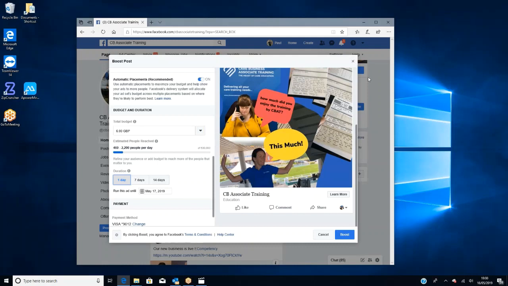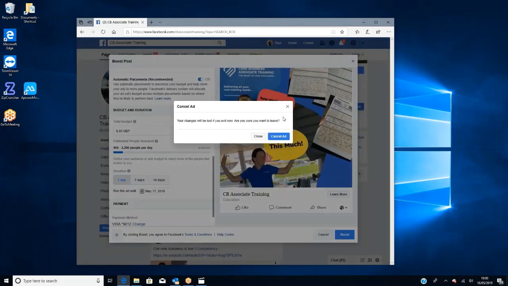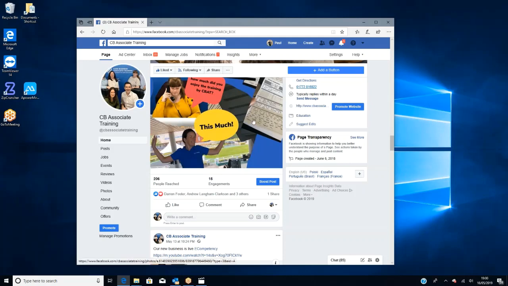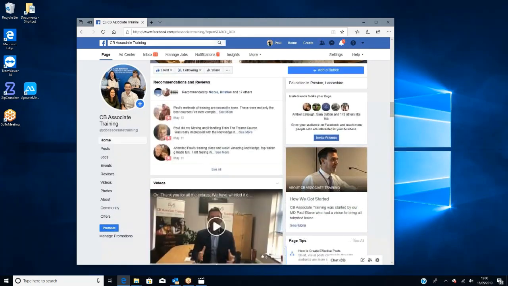But working out that coding system of the keywords takes quite a bit of doing. Now, fortunately for you, I've done it. So if you want to send me an email at paul@cba-training.co.uk, I'm quite happy to send you some of the keywords that I use on a regular basis that will help you out. So I'm going to cancel that ad because I don't actually want to drive that one, but I'm hoping you're getting the gist.